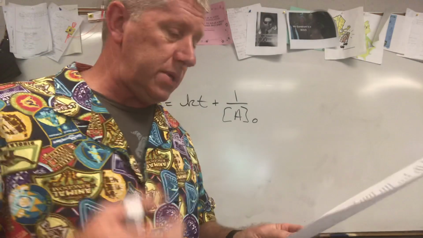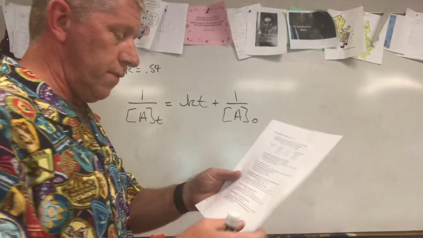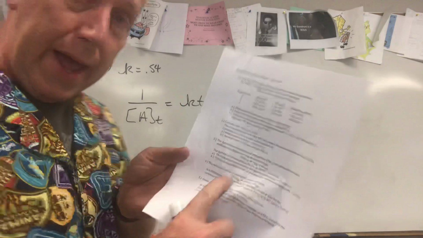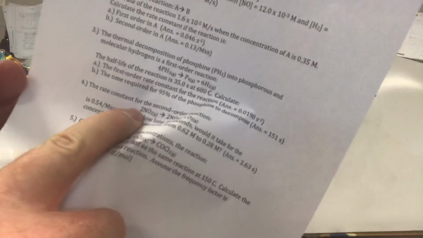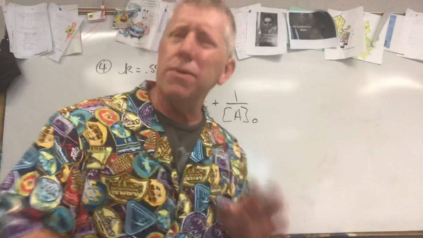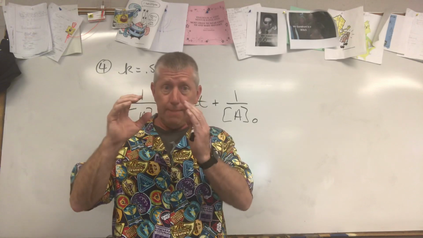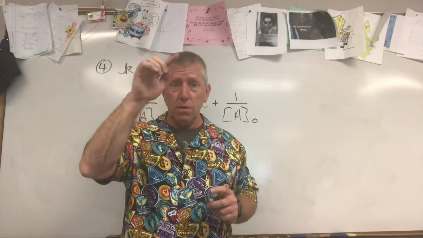How long in seconds would it take for the concentration to go from 0.62 to 0.28? So we have that one reactant, the nitrogen dioxide here. It's going to break down. It's a second order reaction. Okay, let's just review that. Second order reaction, there's one reactant, which means its exponent must be a 2 if it's a second order.